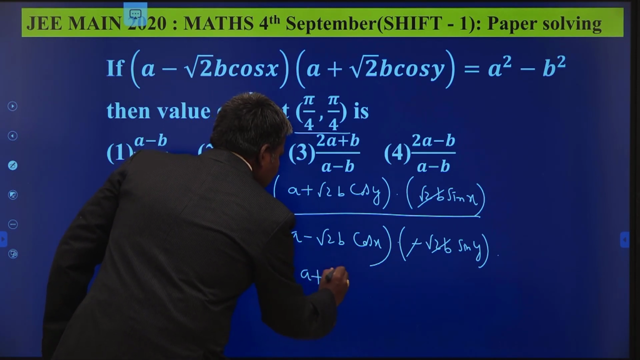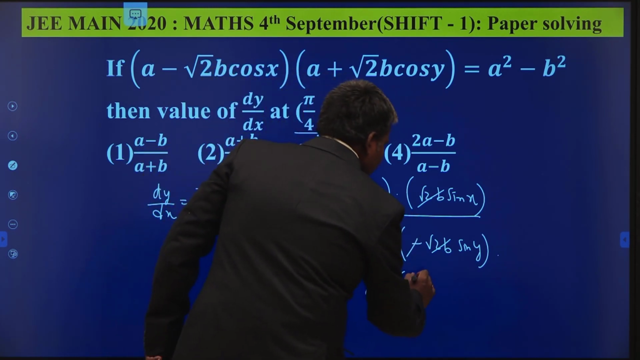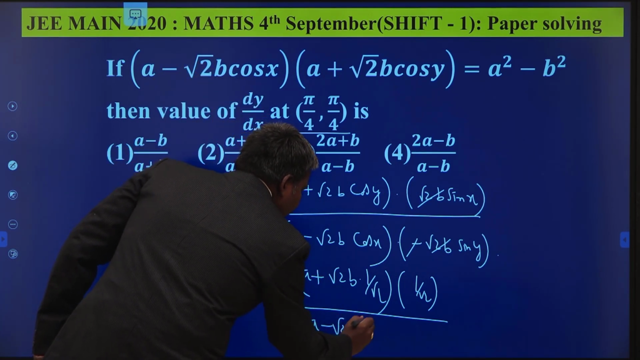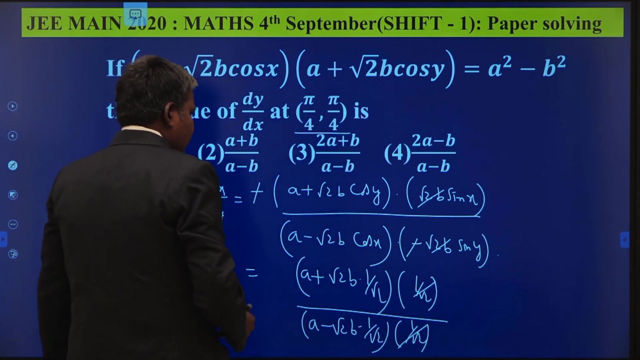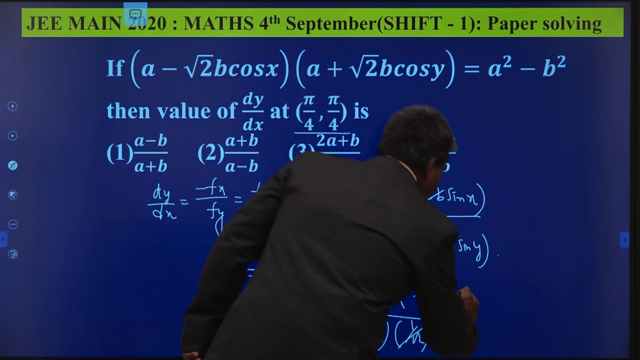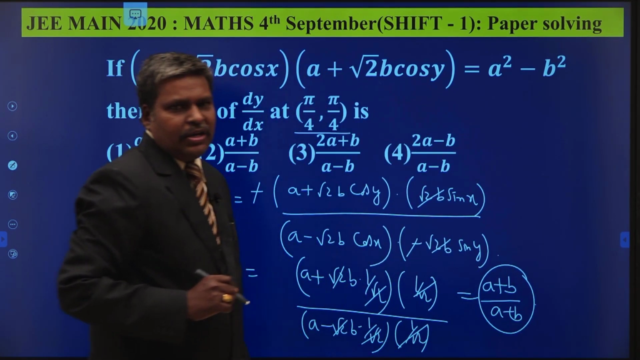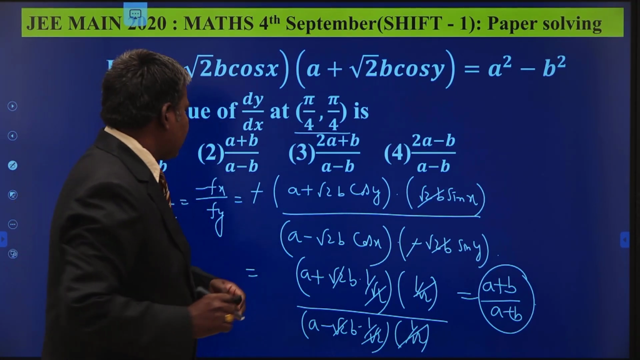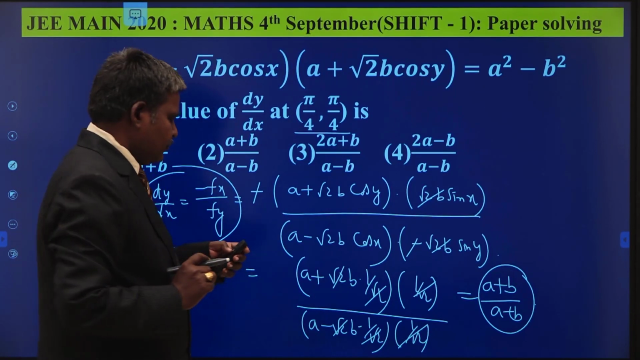What happened? A plus root 2b into cos pi by 4, 1 by root 2 into 1 by root 2, whole divided by a minus root 2b into 1 by root 2 into 1 by root 2. So 1 by root 2 gets cancelled. Root 2 again gets cancelled. A plus b by a minus b. So we have the value a plus b by a minus b. So partial derivative with respect to x by partial derivative with respect to y, immediately we apply the derivative. This is the pure problem related to the differentiation. Okay.